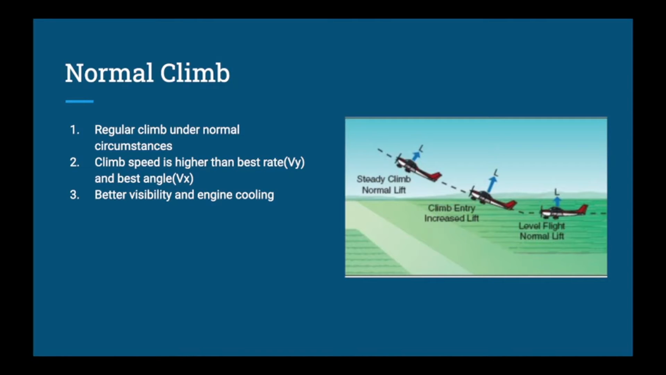The advantages to doing this normal climb is better forward visibility. When you're in the best rate and the best angle, the nose will be up on the horizon, maybe a bit above in your best angle, so it's blocking your view in front of you. The normal climb, with a little bit lower nose attitude, gives better visibility for any airplanes in front of you. It also gives better engine cooling as well. We have more air going through the engine cowling, which keeps the engine nice and cool on a hot day. So those are the advantages to doing a normal climb over the other two.